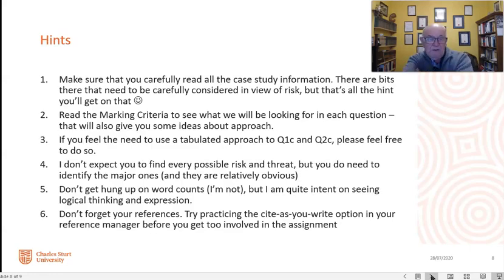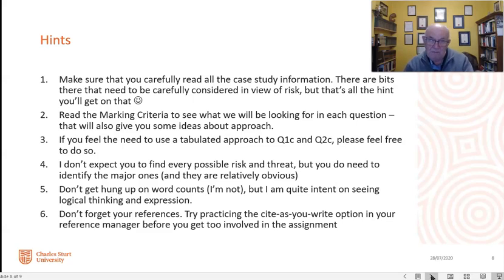So some hints. Make sure you carefully read all the case study information. There are bits there that need to be quite carefully considered in view of the risk, but that's all the hint I'm going to give you on that one. Make sure you read the marking criteria to see what we'll be looking for in each question, and that'll also give you some ideas about approach for each part of a question. In questions 1C and 2C, where you're assessing the severity, if you want to use a tabulated approach to do that, that's fine.